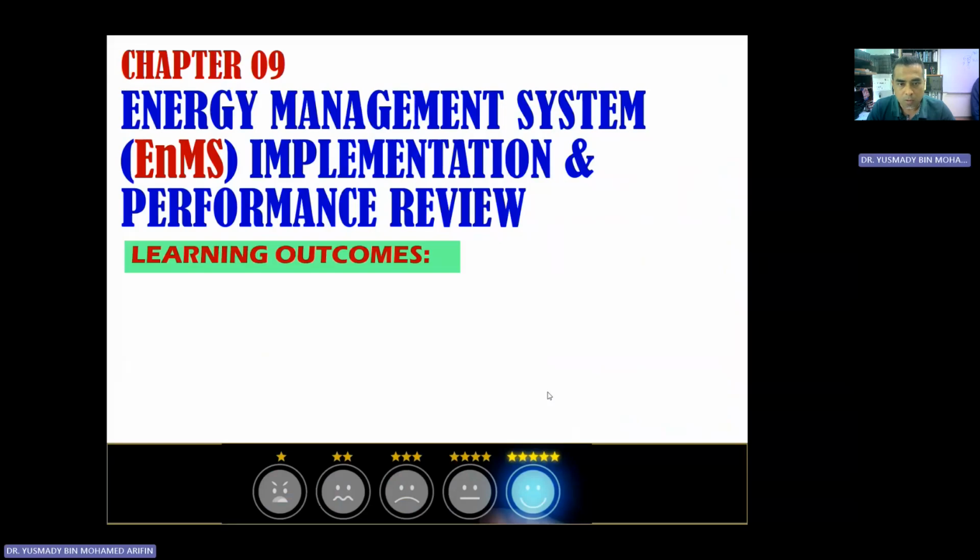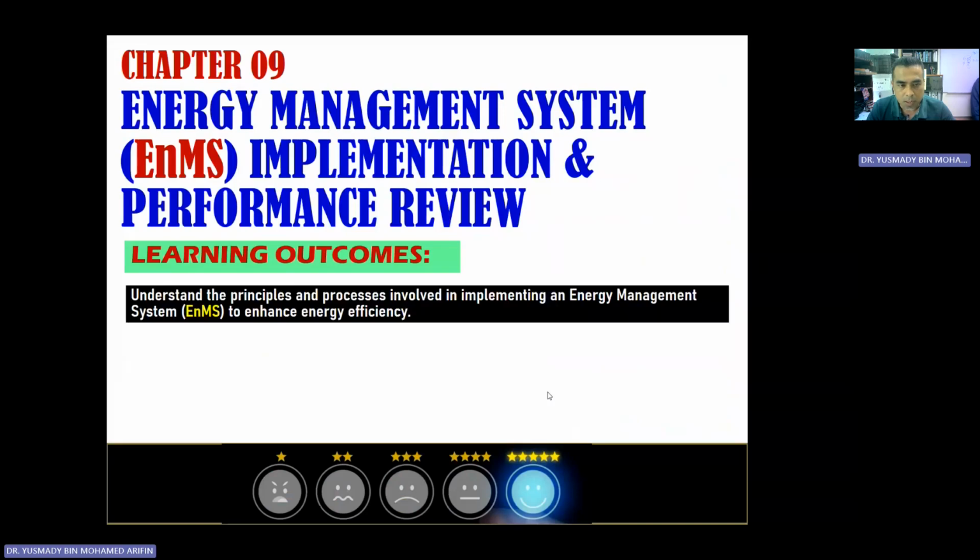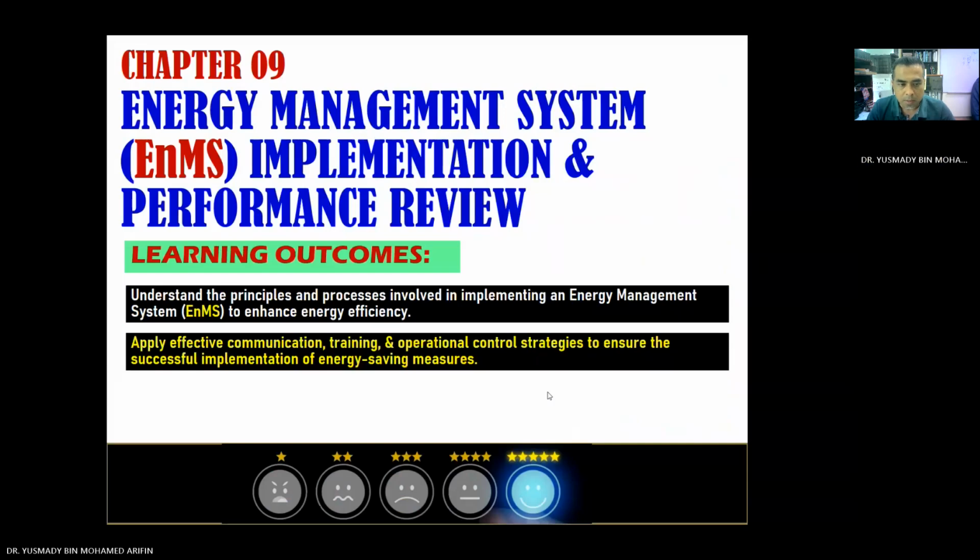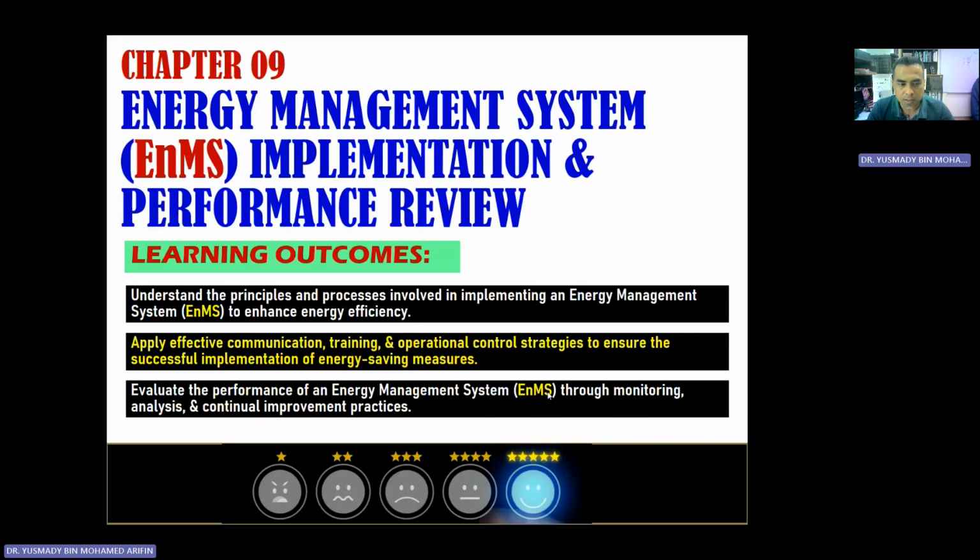In terms of learning outcome, at the end of this chapter, you should understand the principles and processes involved in implementing an energy management system to enhance energy efficiency, apply effective communication, training, and operational control strategies to ensure the successful implementation of energy saving measures. And the last one, you will be able to evaluate the performance of an energy management system through monitoring, analysis, and continual improvement practice.